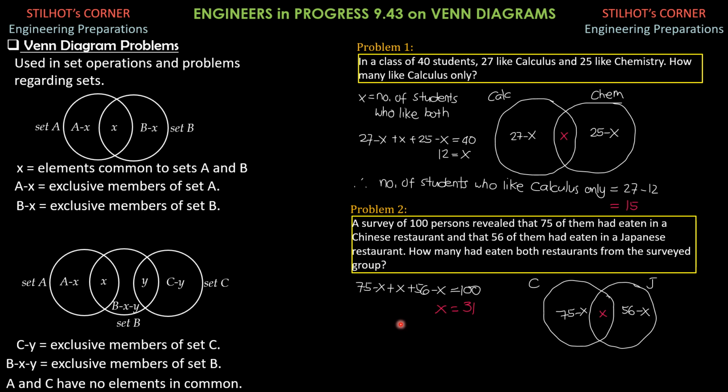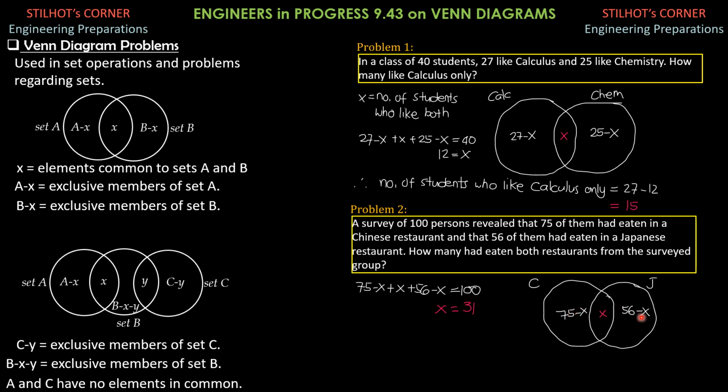So we denote X as the number of persons who had eaten in both restaurants, Chinese and Japanese restaurants. Then since 75 mentioned that they had eaten in a Chinese restaurant, those who ate in the Chinese restaurant only is 75 minus X. And also in the survey, 76 of them had eaten in the Japanese restaurant, so therefore those who had eaten in the Japanese restaurant only is 56 minus X.